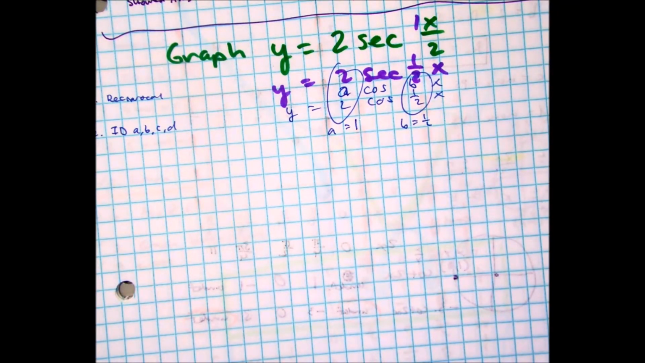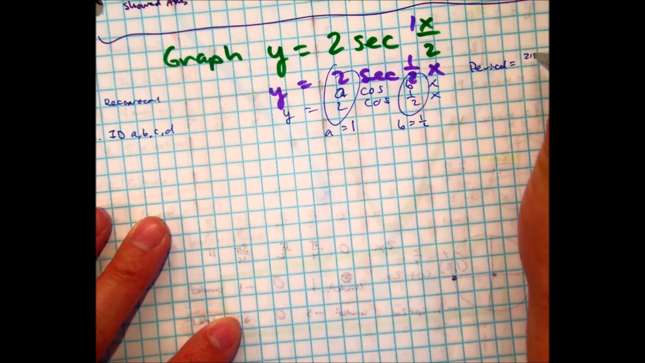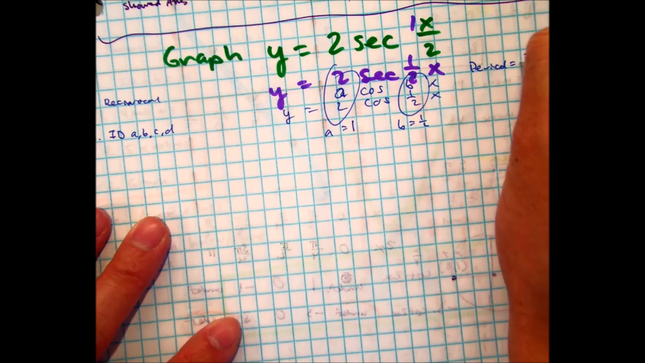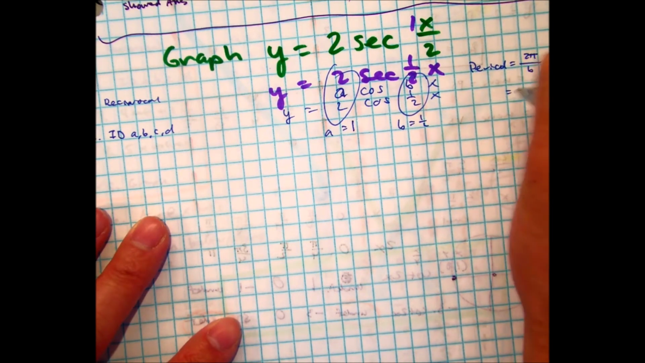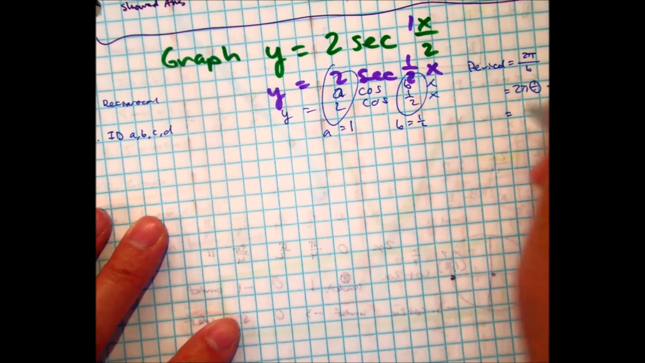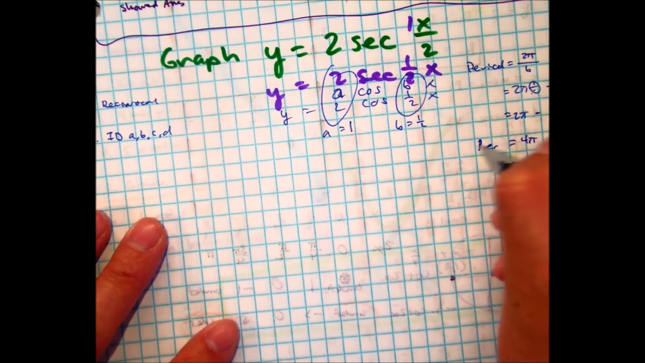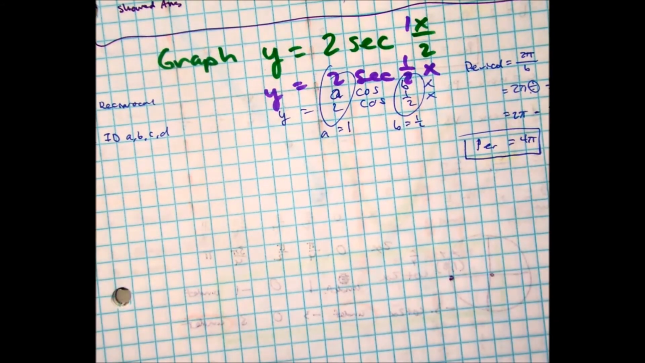What is the equation for the period, Ariel? Two pi over what letter? A, B, C, or D? So we're going to have 2 pi divided by 1/2. Ariel, that division is going to turn into, take the reciprocal. Raise your hand if you got 4 pi. Okay, that's the total length of our graph to complete one cycle.